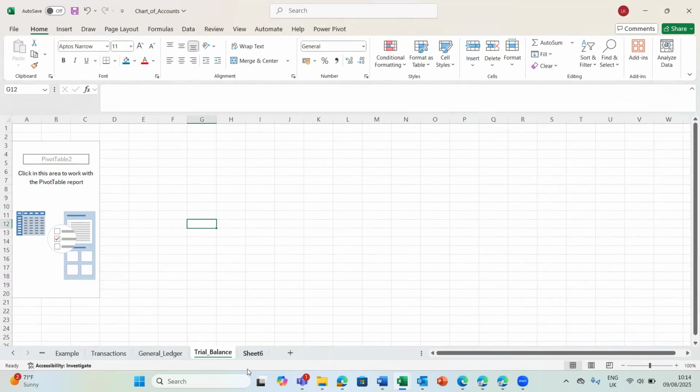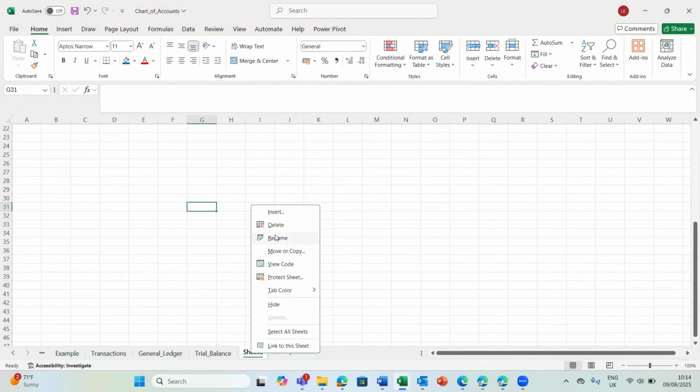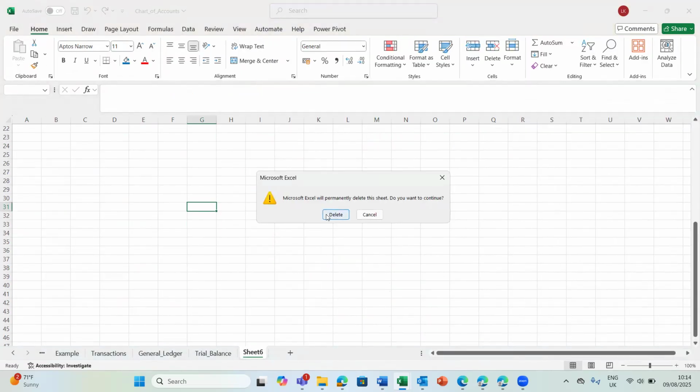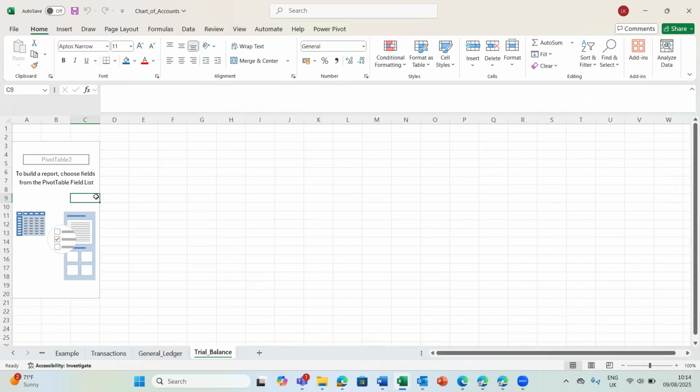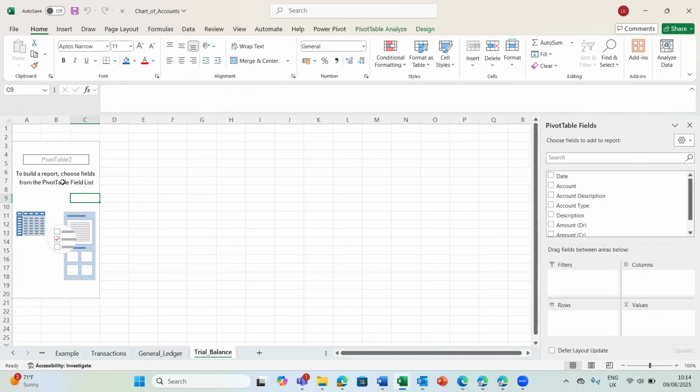Okay. So let me delete that. I don't need that. So in this trial balance, what I'll need is a list of my accounts, the description, and also the account type.